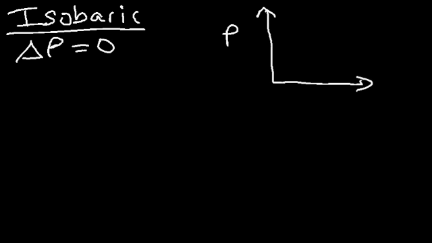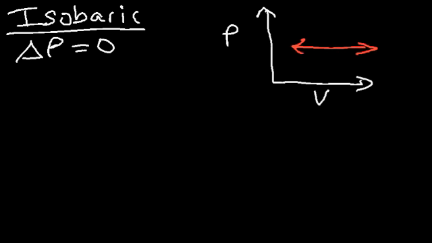Now let's move on to the next one. Now, let's talk about the isobaric process. This is when the pressure is constant. So delta P is equal to 0. And the PV diagram looks like this. You can travel to the right or to the left.